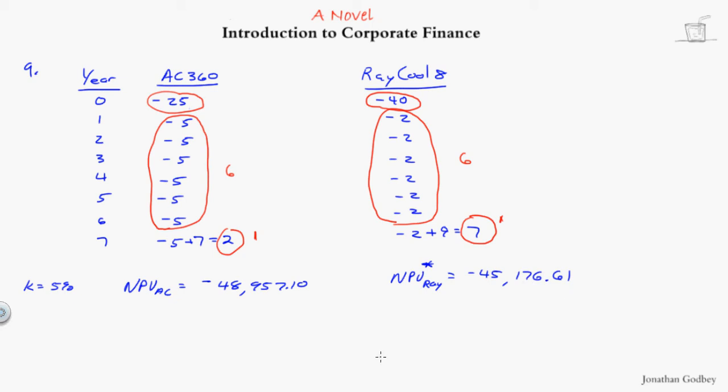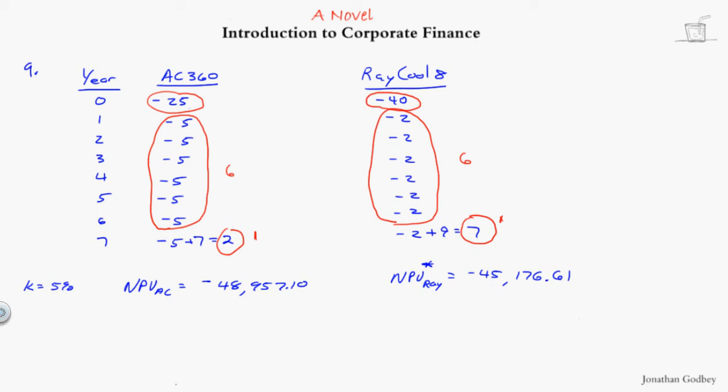Here's a way I want you to think about that. If a salesman came to you and said, look, you can buy this AC360, and these are the cash flows you'd pay over the next 7 years, or you can write me a check right now for $48,957. You're indifferent. You don't care which one. If a salesman came to you with Raycool and says, these are the cash flows you'd have to pay over the next 7 years, or you could write me a check for this right now, you're indifferent. You don't care. You would rather write the check for the smaller amount.